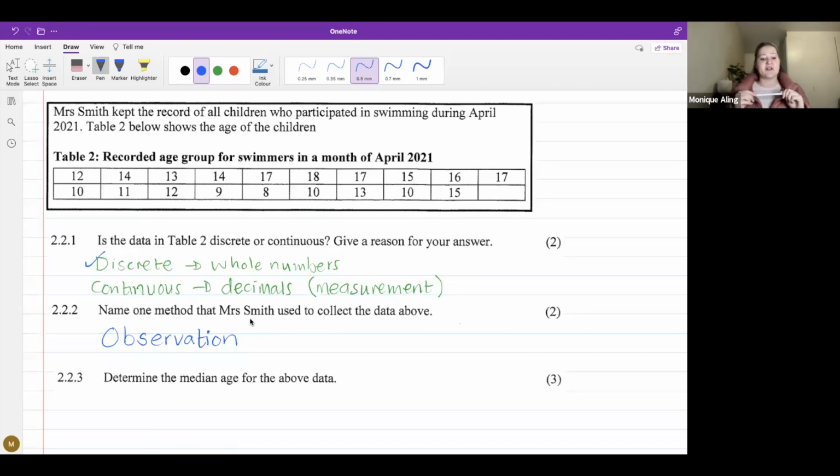Now, question 2.2.3, determine the median age for the above data. Median age. So median is our middle number. So I'm going to give you guys a couple of minutes to quickly find the median for me. Let me know if you need some help.